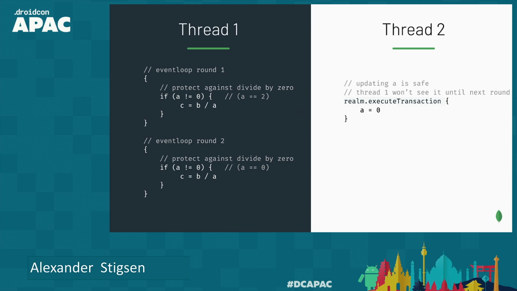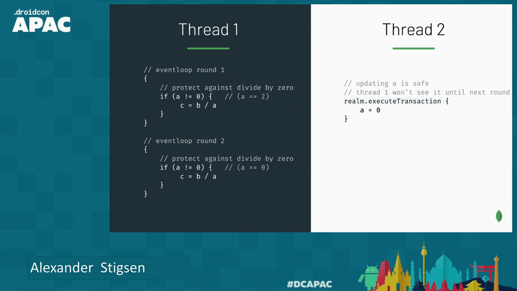So the same examples we've done from the beginning, we kind of do the same thing twice. In the first round of the event loop, we do the comparison against zero. And at the same time, on another thread, somebody's doing a transaction that updates the A to 0.